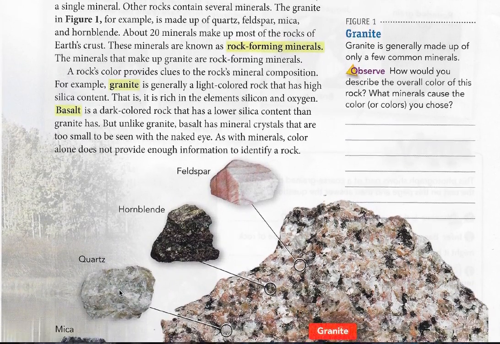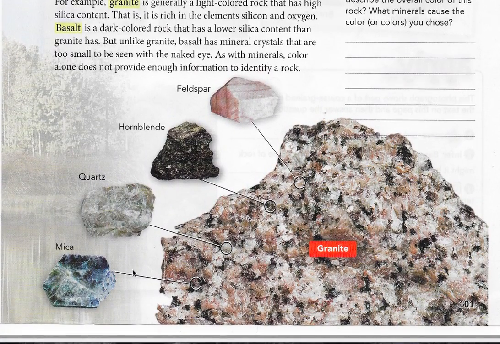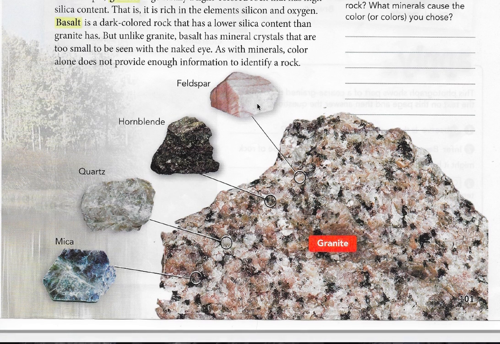Here are the different types of minerals that you will find in granite. So you had feldspar, hornblende, quartz, and mica. The black specks are mica, and the pink spots are feldspar. Pretty cool.